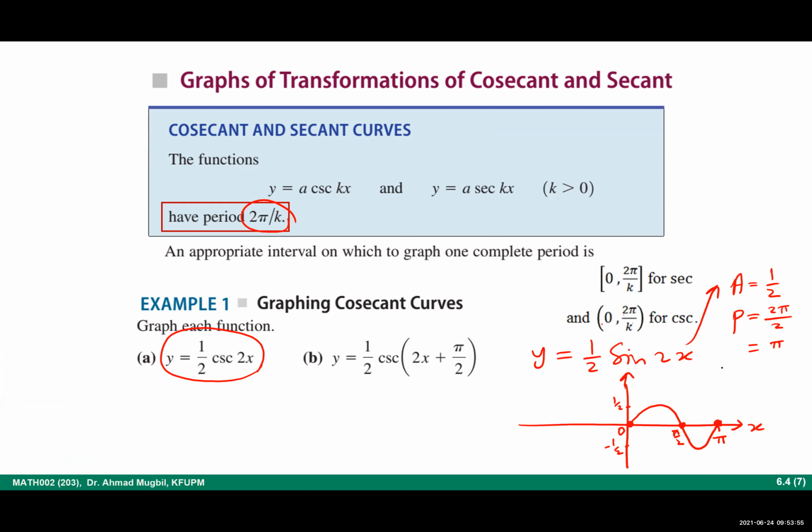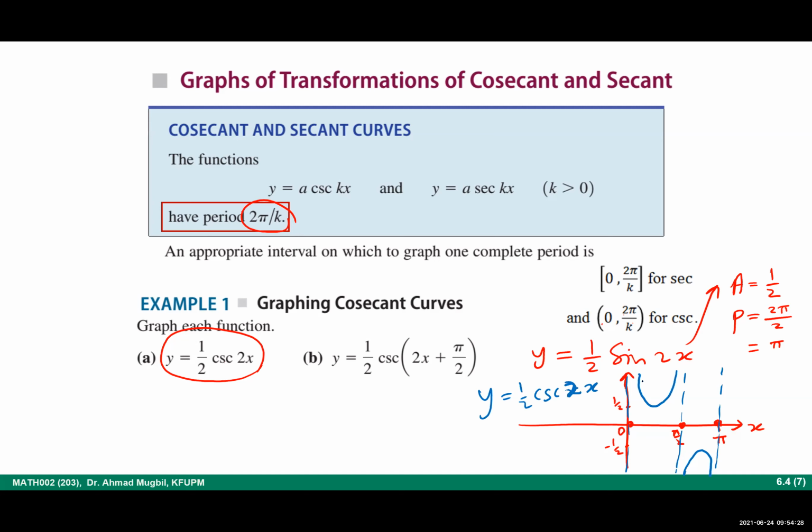So now I will sketch the graph of cosecant. At each x-intercept, here sine is 0, so we have cosecant undefined. And here we are. Now, at each top, I will draw a cup that opens up, and at each bottom, a cap that opens down. Now, this is the graph of cosecant. So easy, okay?